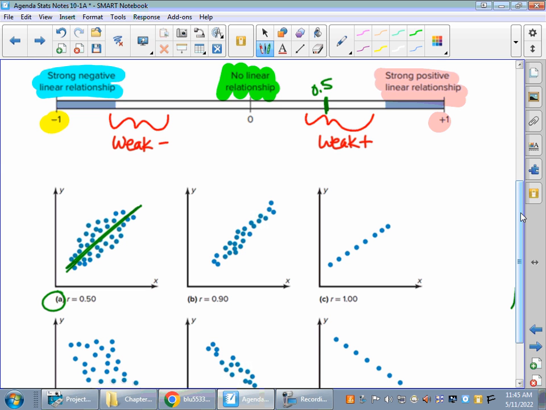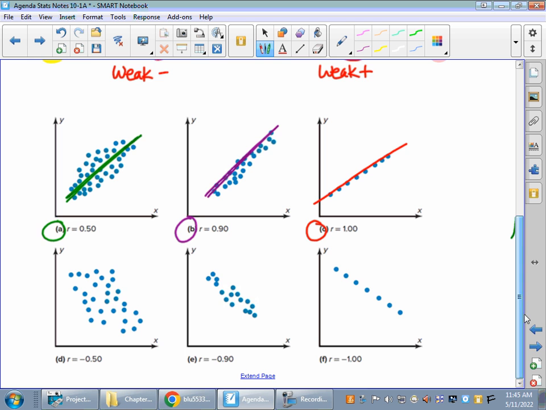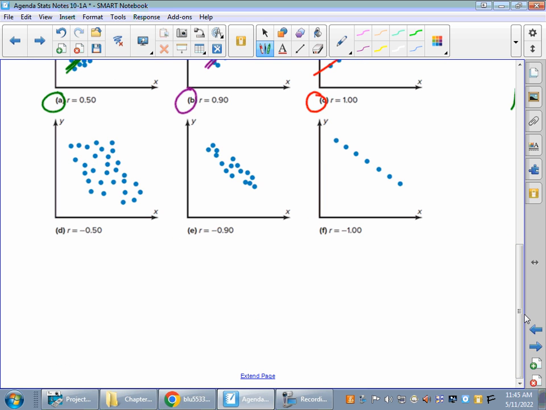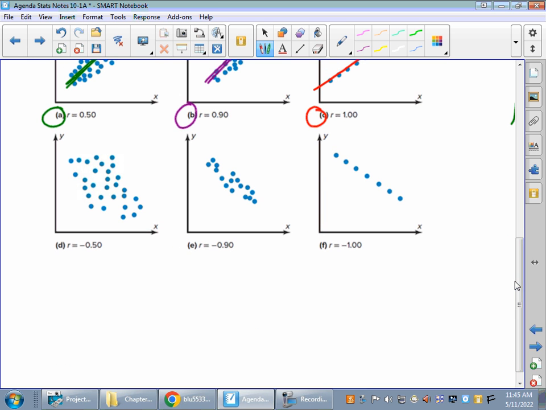Notice this positive one, 0.90, so we're a lot closer here. Notice how the dots are clustered closer together, definitely a positive look to it. And then here is our perfect, R equals 1.0. I mean, this looks like I could just pick up a ruler. It's a very strong linear relationship, positive direction. And then we've got the same thing with our negatives. So same values, same idea, except they're negatives.